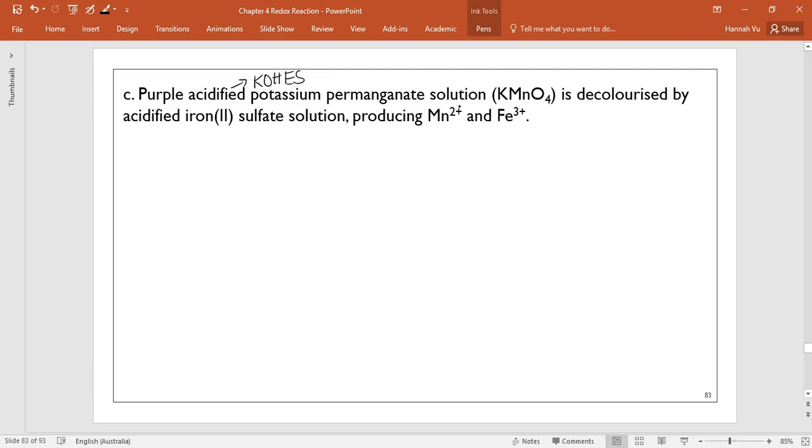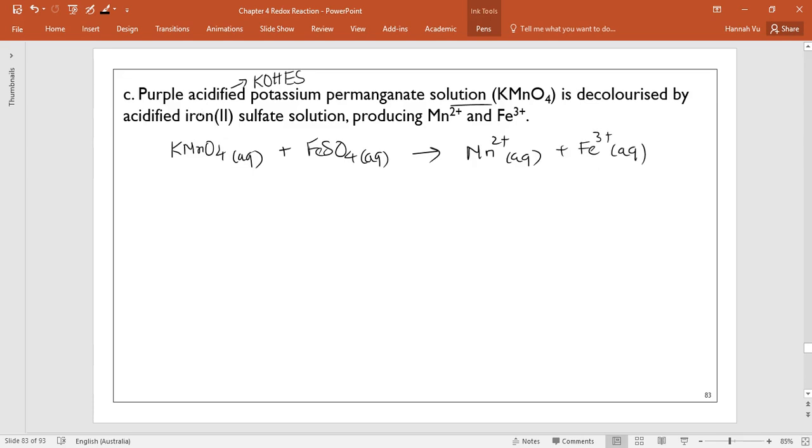So this is potassium permanganate solution, which means KMnO4(aq), because it is a solution, is decolorized. So when the redox reaction happens, it will go from purple to colorless, and it is decolorized by acidifying iron(II) sulfate. So kudos to anyone who could write this properly without consulting anything. Good for you. Mn2+ is going to be produced, and Fe3+ is going to be produced.